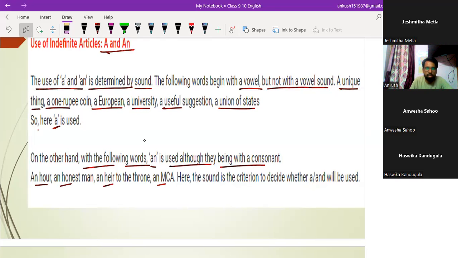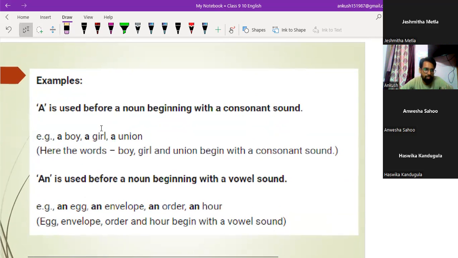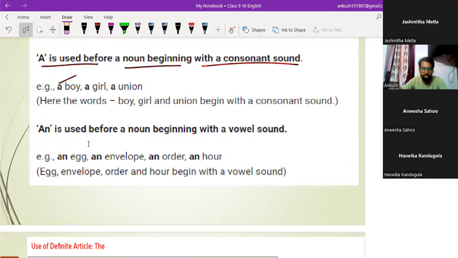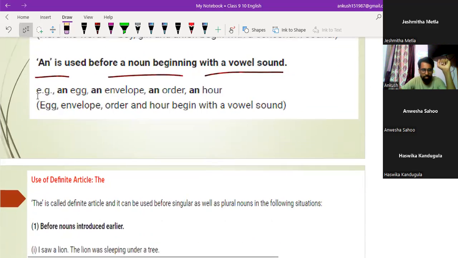Here the sound is the criterion to decide whether a or an will be used. What is the criteria of the use of a or an? Sound of the first letter of the word. A is used before a noun beginning with a consonant sound. It is common, no need to tell you much on this. An is used before a noun beginning with a vowel sound. That is also discussed already.